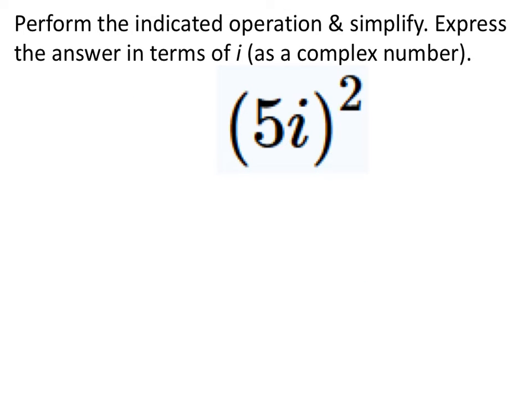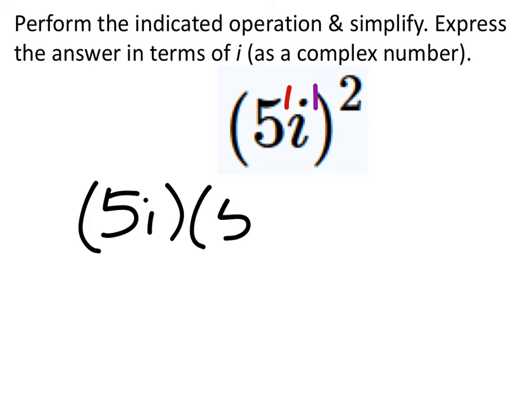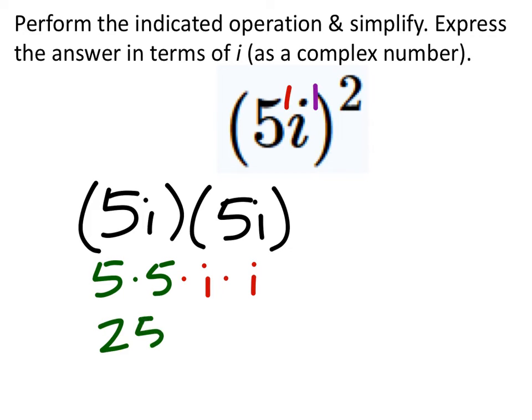Perform the indicated operation and simplify. Just regular exponent rules on this one. If we look at the 5, it has a power of 1, and the i has a power of 1 as well. So we're squaring this, and you could use the exponent rules. We'll show it expanded: 5i times 5i. We can rearrange this since it's all multiplication, so that it's 5 times 5 times i times i. 5 times 5 is 25, and then i times i is i squared.